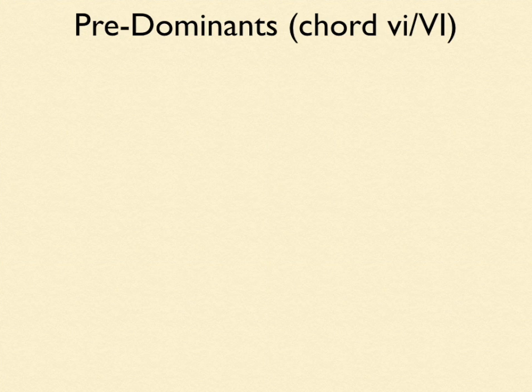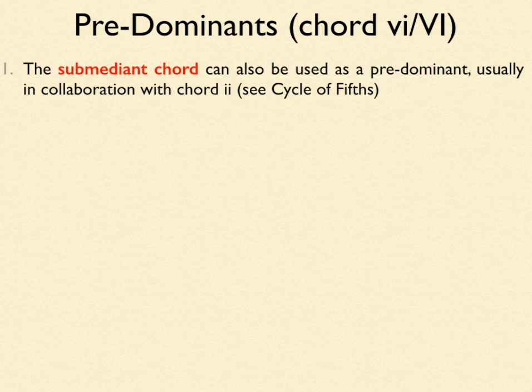So let's look at the submedian chord as a predominant, and it's usually used in collaboration with chord 2. And again, you can go back over this circle of fifths just to make sure that you understand the relationship between chords 2 and chord 6. So 6, 2, 5, 1 is very, very common.